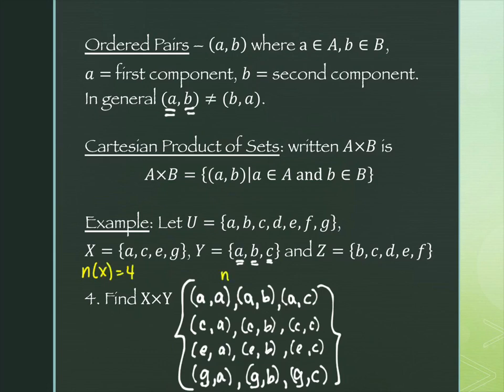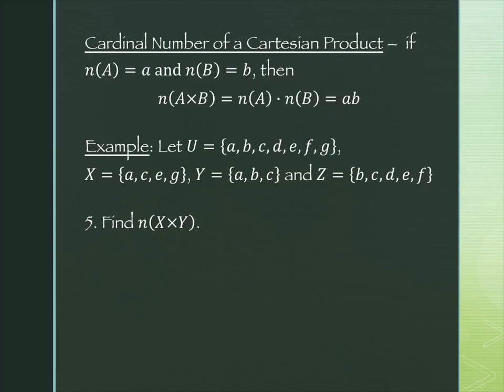And the number of items in set Y is what? 3. And how many different pairings do I have done here? There are 12. What do you think's happening? Multiplication. It's multiplication, right? And that's exactly what this says on the next screen.